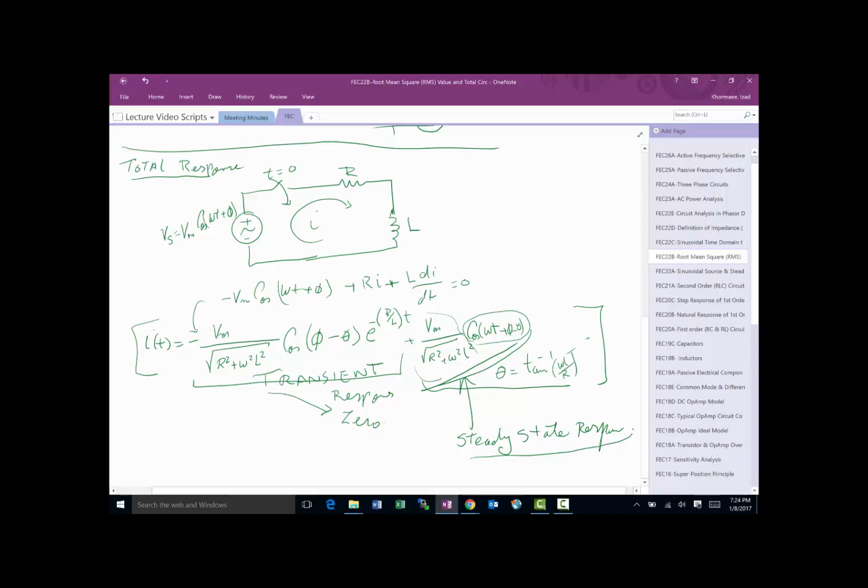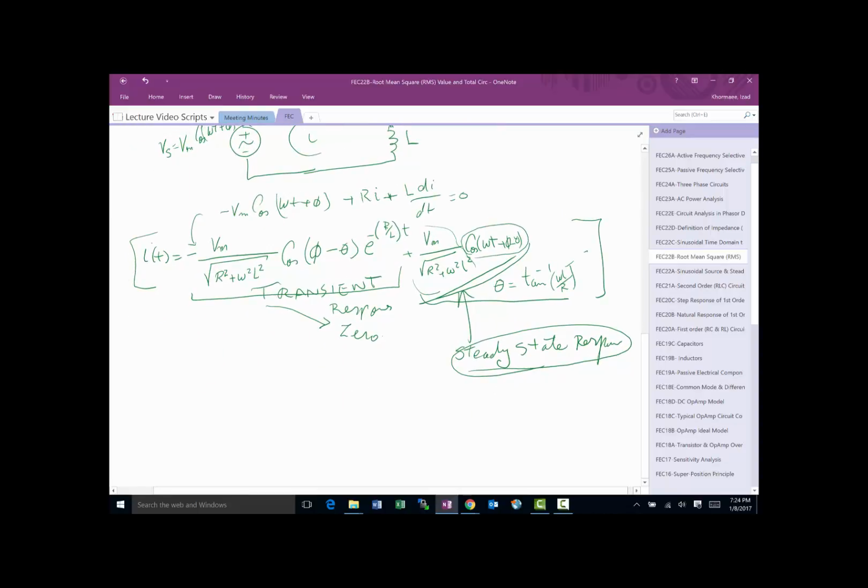In this discussion, we are very interested in the phasor domain, and in the steady state, because once the switch is closed, after a moment the transient response is going to go away, so we don't care about it. What we're really interested in is the steady state. That's what we're going to focus on in future videos.